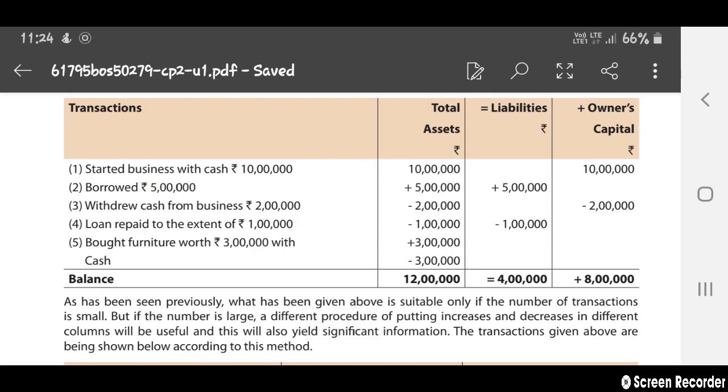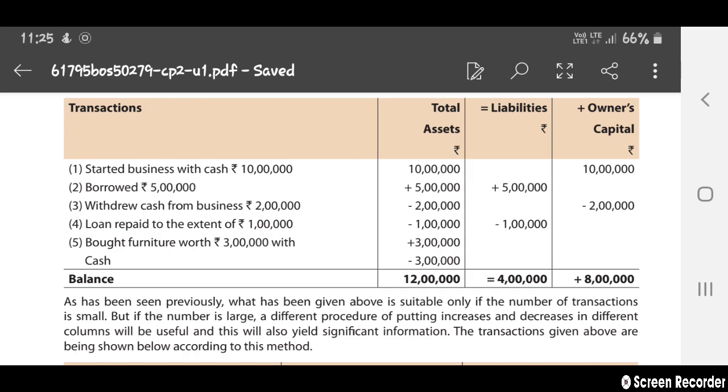See, here the example transactions. They have given: started business with cash 10 lakh, total asset 10 lakh, owner's capital is 10 lakh. We have not got any liability. Borrowed 5 lakh, it is liabilities we have borrowed. Next, withdraw cash from the business 2 lakh. It is minus because we have withdrawn, so it is owner's capital because we take that capital from the owner only. Now loan repaid to the extent of 1 lakh, so it goes to liability because you have taken the loan from the bank. So minus 1 lakh. Brought furniture worth 3 lakh, so plus 3 lakh and cash is minus 3 lakh. This will not go to capital or liability because you have not taken money from the owner or any bank loan or borrowing.